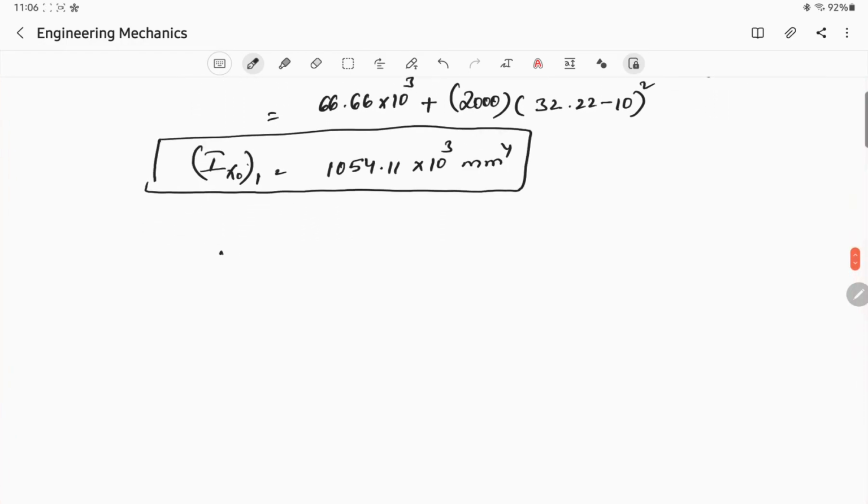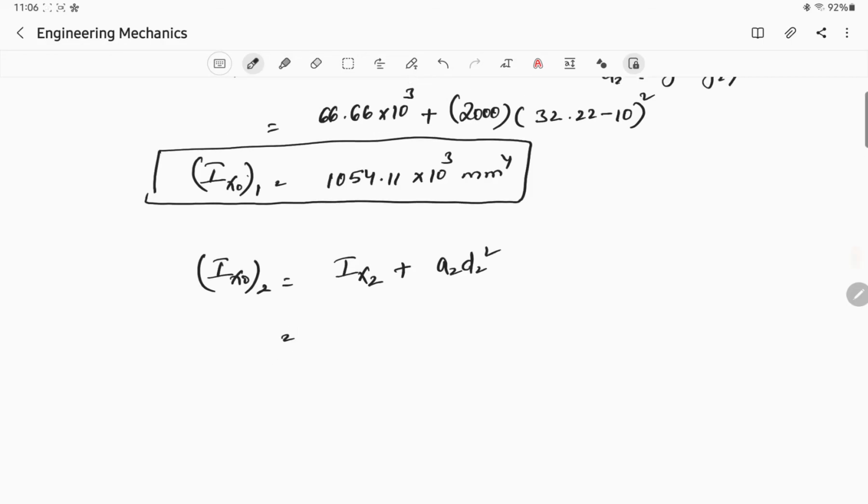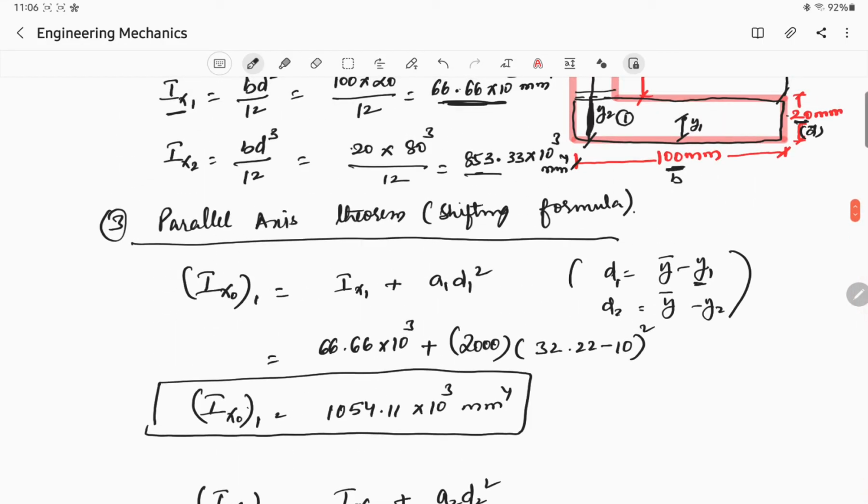Similarly, what we have to calculate is Ix naught of the second element. The formula will go like this: Ix2 plus A2 D2 square. So what is the value of Ix2 we have?